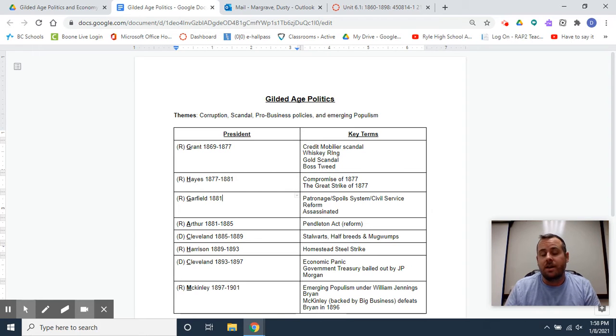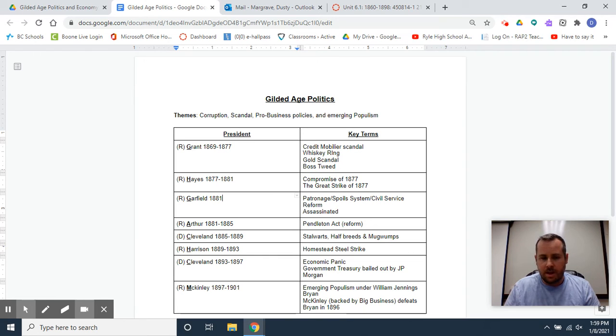As a result, he was unpopular within his own party. Several Republicans were upset that he was trying to reform this, and he was assassinated by a crazy office seeker named Charles Guiteau. He was shot in the back. He lingered for about 6 months, I believe, during the summer of 1881, and eventually bad medicine and really his own doctor killed Garfield from the bullet wound. But it was not immediate when he was shot.